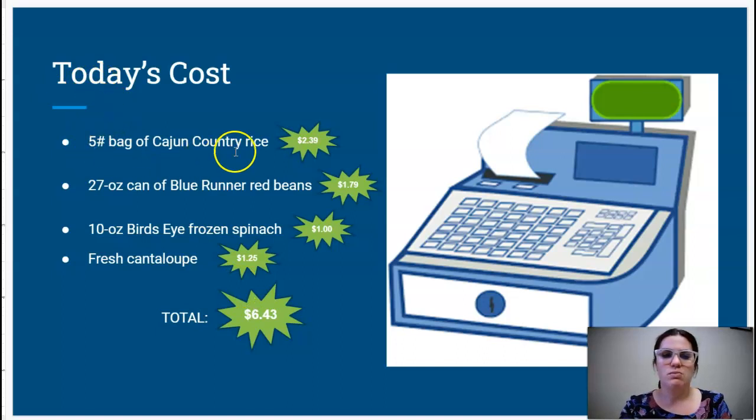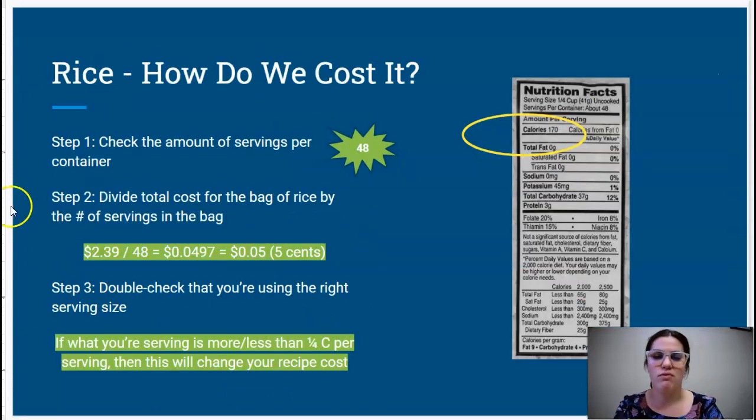So for instance, we bought a 5-pound bag of rice. It's likely that our recipe is not going to call for 5 pounds. So we are going to learn how to cost the price for each individual recipe and then for the actual recipe cost rather than the cost for all of the raw ingredients. So let's start with the rice.